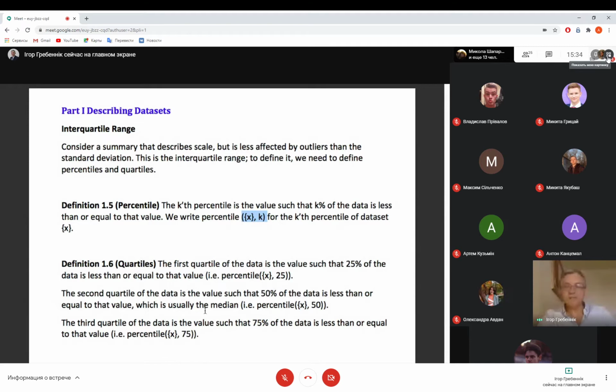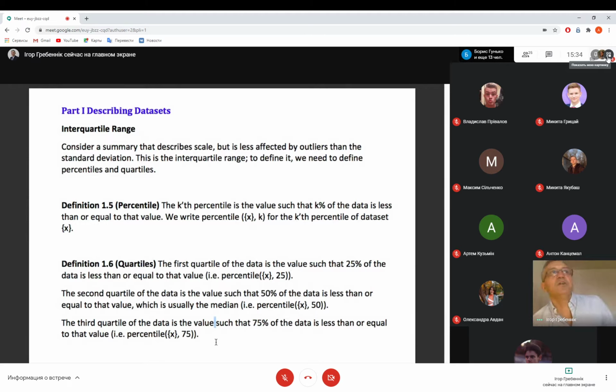The second quartile is 50%. And the third is 75% of the data. The idea is the same. We should find three values of our data items for which these three characteristics will be calculated. And these three quartiles, in fact, split the data set into 4 parts.